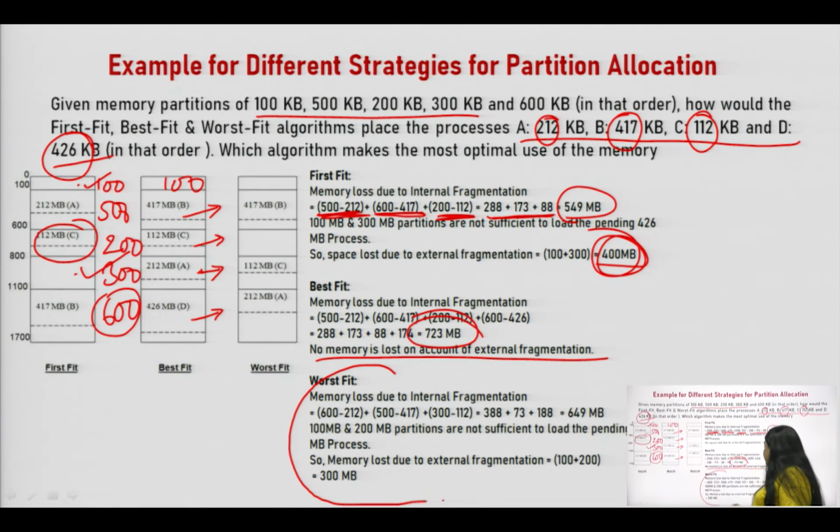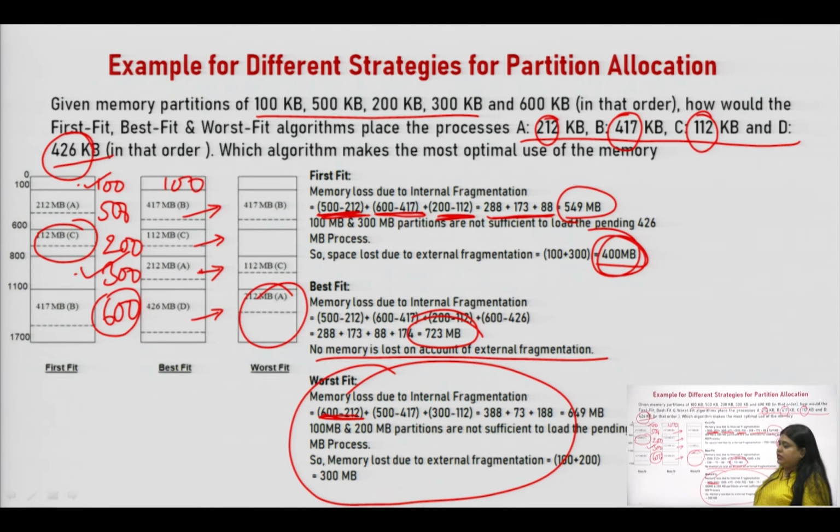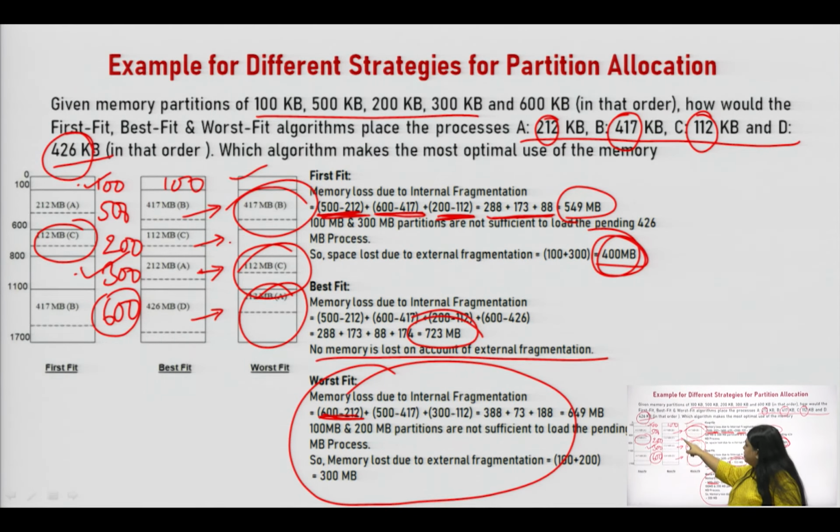Similarly, in worst fit, we do the reverse: we search for the biggest block. The first process coming in, 212, goes into the 600 kb block, which was the biggest. The second process, 417, goes into the next biggest, the 500 kb block. C, 112, goes into the next biggest, the 300 kb block. Now, the 100 kb and 200 kb blocks are free, but they cannot be used for any allocation.